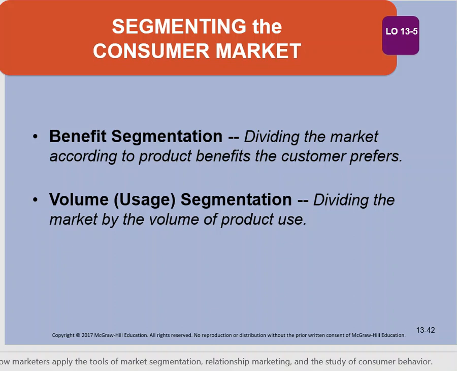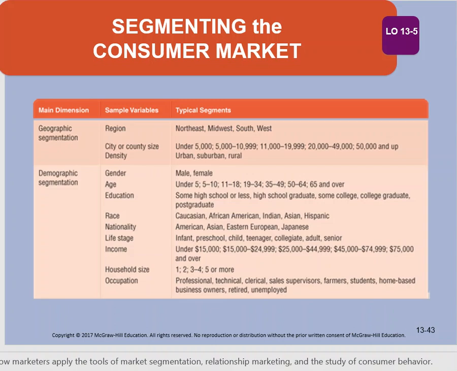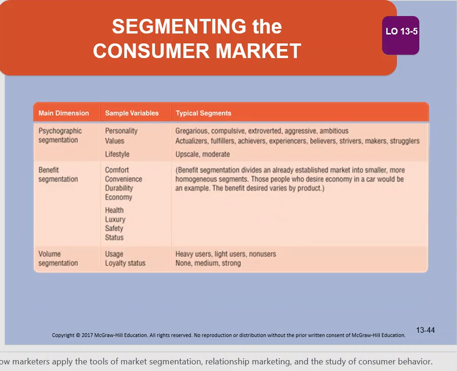So the next 2 slides, which is in your book, give a great visual representation of the different ways to segment the consumer market. Geographic and demographic segmentation can be found on this slide. And the other 3, psychographic, benefit, and volume segmentation, can be found on this slide. Please take a lot of time to study and analyze this, as this will be the basis of your first essay question on your final exam.